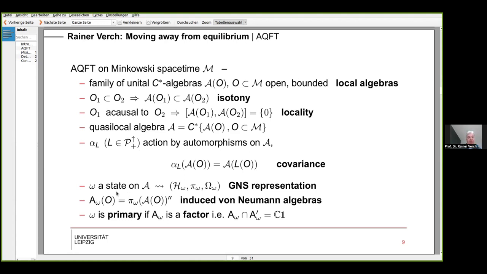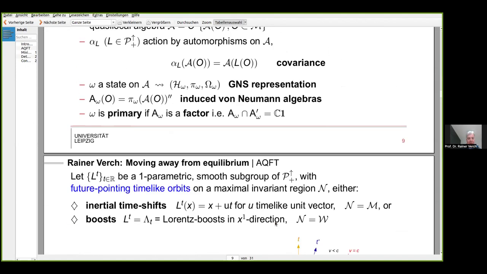When there is a state omega on this algebra, then one can pass to the GNS representation, standard procedure, and one can define the induced von Neumann algebras. I hope that using here a different font for them is sufficient to distinguish them from the C-star algebras. And such a state is primary if the induced von Neumann algebra of the quasi-local algebra A is a factor, which means that the intersection of this von Neumann algebra with its commutant contains just multiples of the unit operator. Okay.